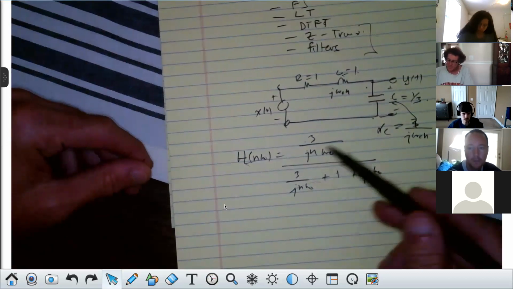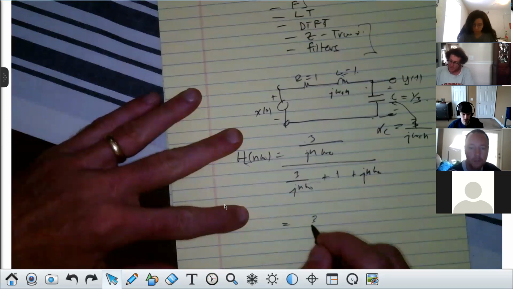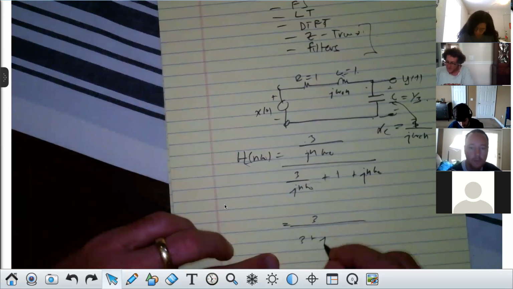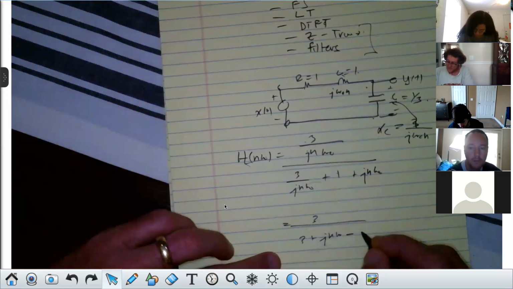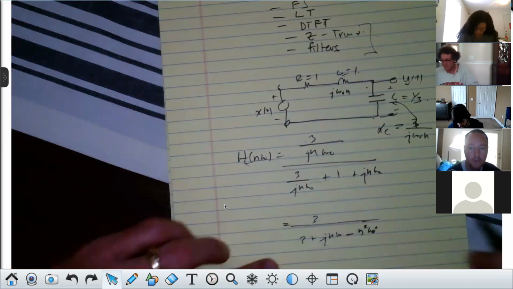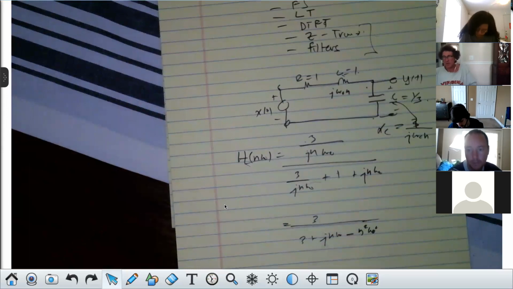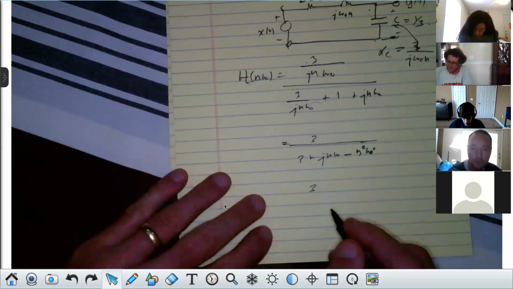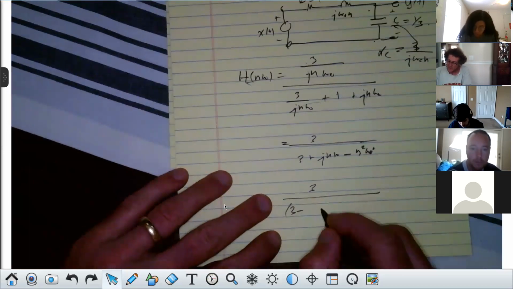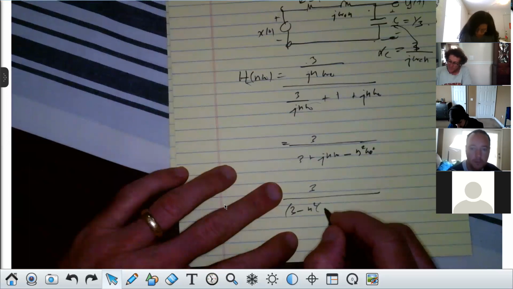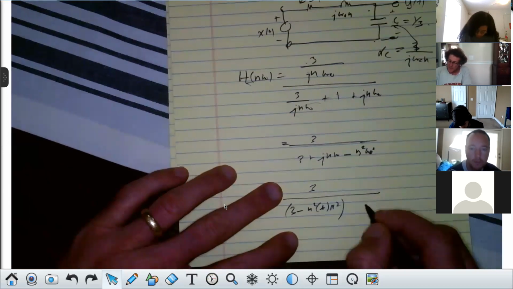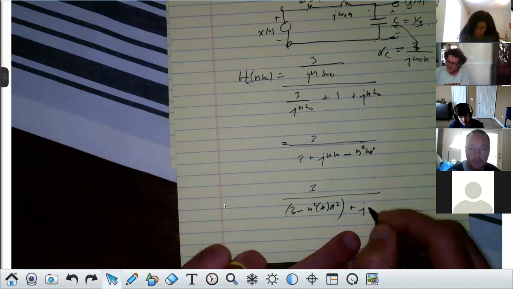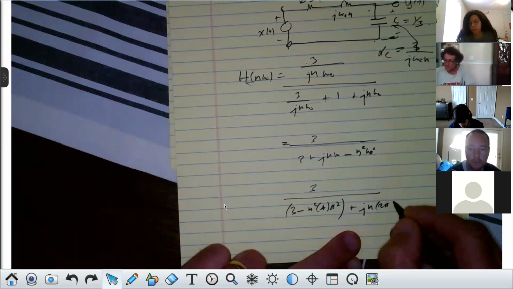If you take it and multiply by j n omega naught, you would get this. It would be 3 over, and then this would be 3 plus j n omega naught, and then minus n squared omega naught squared. You pick an omega naught, that's what you get, correct? Our omega naught originally was what? 2 pi, correct, class? Yes. So if it was 2 pi, it would be 3 over, and this would be 3 minus n squared times 4 pi squared, and then plus j n times 2 pi, correct?